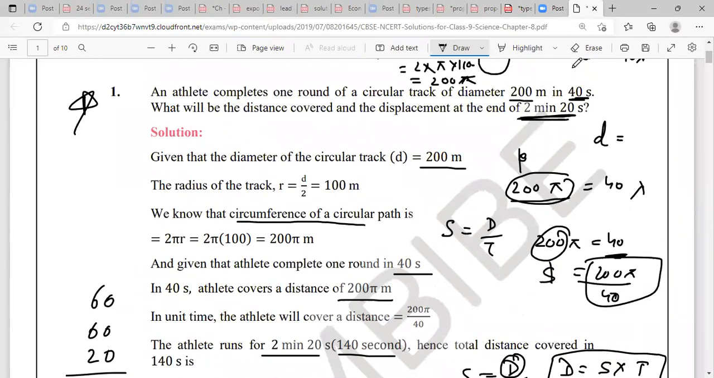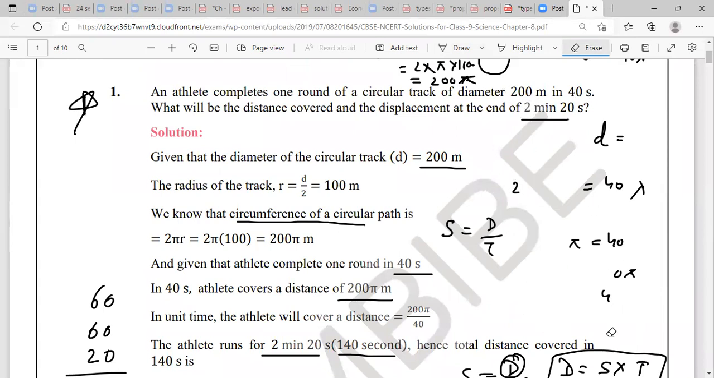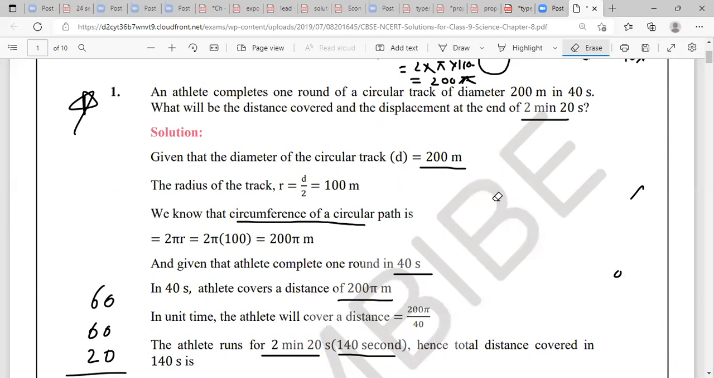I'm just repeating it again. Don't get confused. Wait a minute. Adil, are you getting it? You joined late, so I think you are not getting it. I'm explaining this again because this is a very important question. Then we'll talk about the displacement in the same thing. We are talking about circular motion.